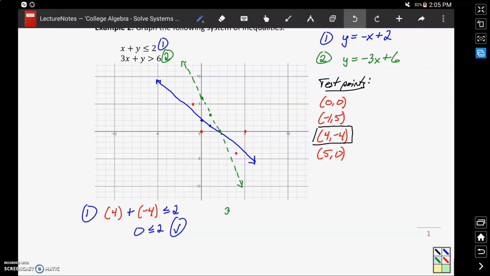And then we would look at inequality statement 2, which would be 3 times positive 4 plus negative 4 is greater than 6, which would give us 12 minus 4, or 8, which is greater than 6. So we end up with a true statement. Since this point 4, negative 4 made both of our inequality statements true, that's the region that we want to shade.